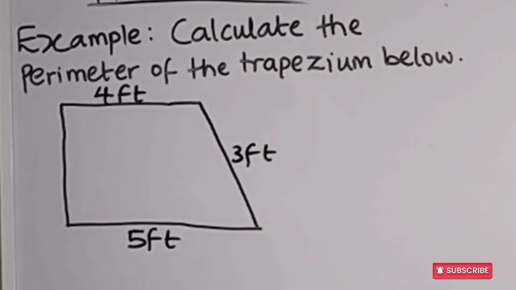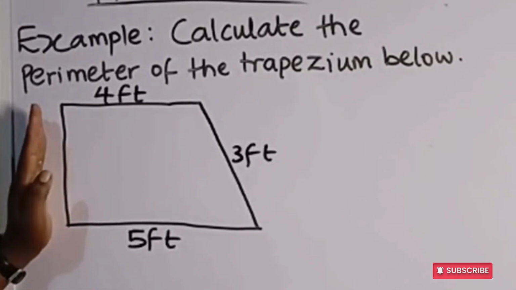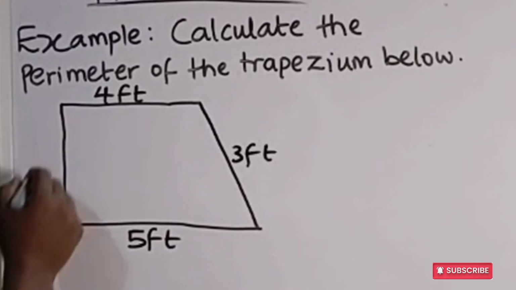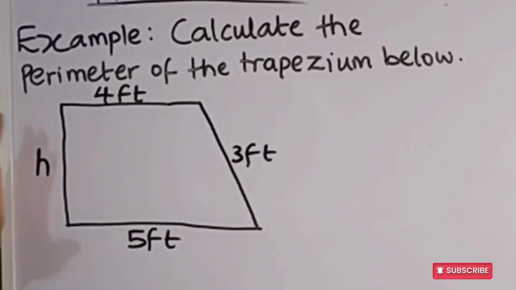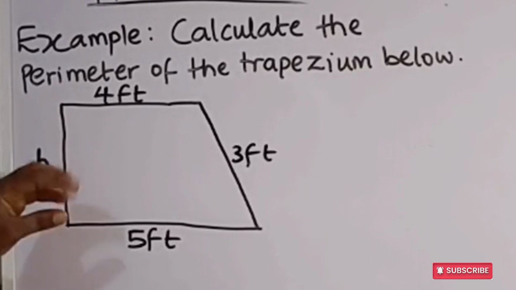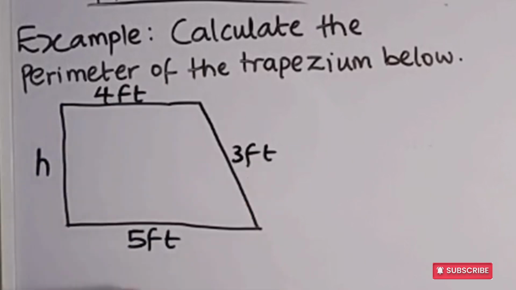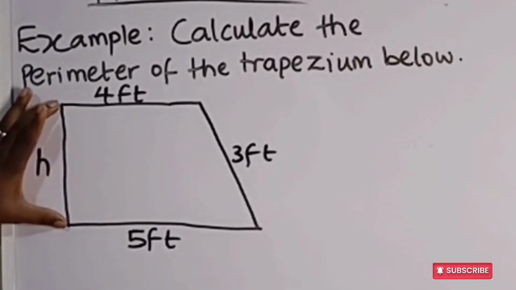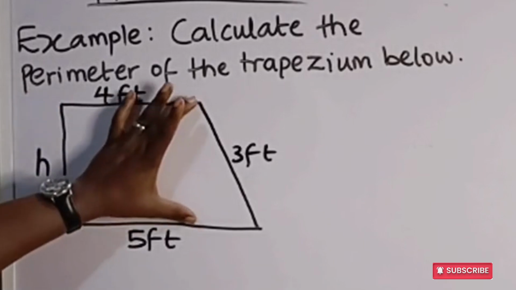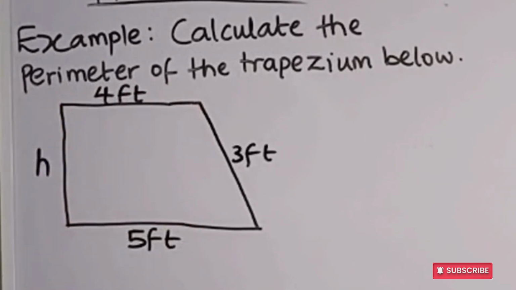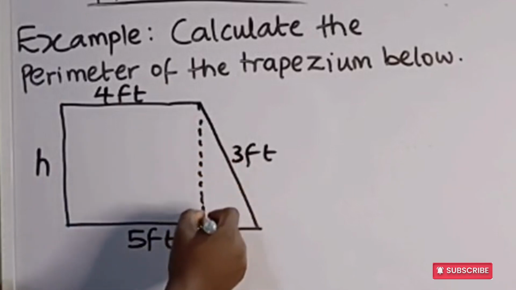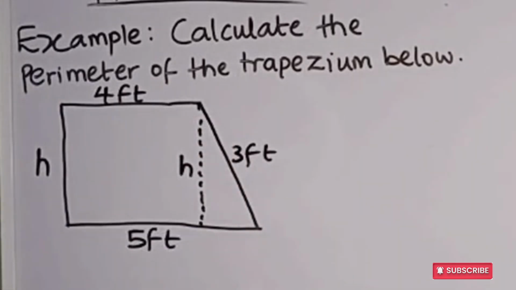But we have an issue here. We don't know what this side is. So this is the height, h, but we don't know what it is. So how do we find out? Because if we don't know what this h is, we cannot calculate the perimeter. Perimeter is simply adding the four sides together. So now, the distance from here to here is the same as the distance from here to here. They are the same. So here can also be called h.